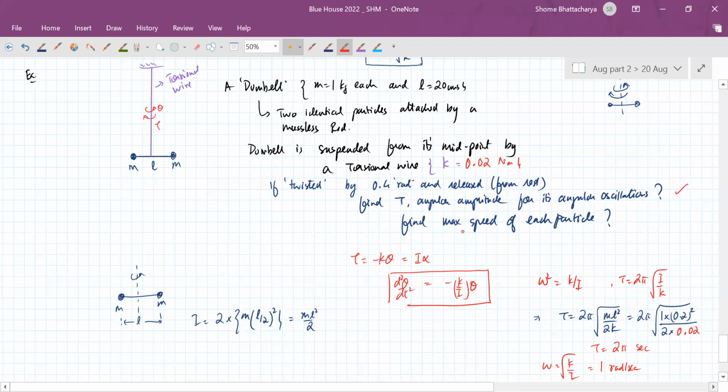Now we have to find the maximum speed of each of the particles. So just visualize the motion of this dumbbell in that horizontal plane. You will see it rotating back and forth. So you'll realize that maximum speed will be at the mean position. And just use the concept of circular motion that the tangential speed is equal to radius into angular speed. So angular speed is what? D theta by dt. So this will also become important, this statement here, because from this you will get the angular amplitude.